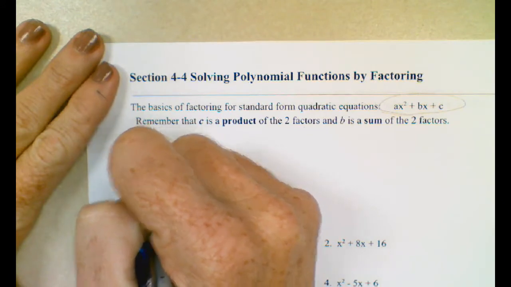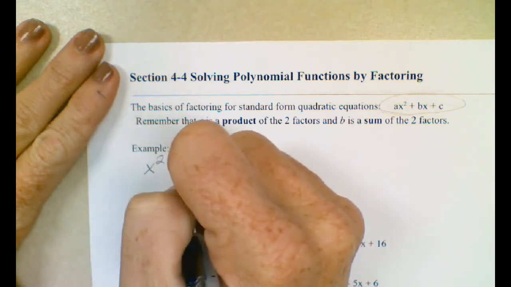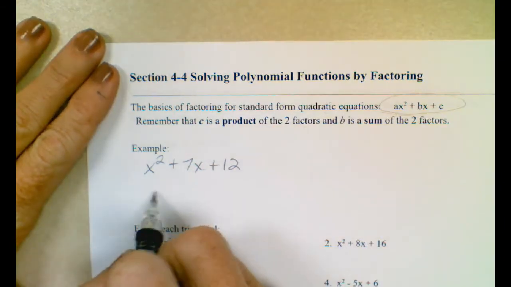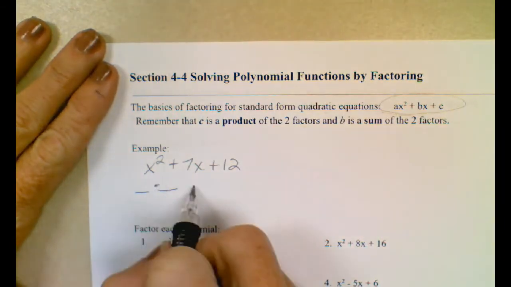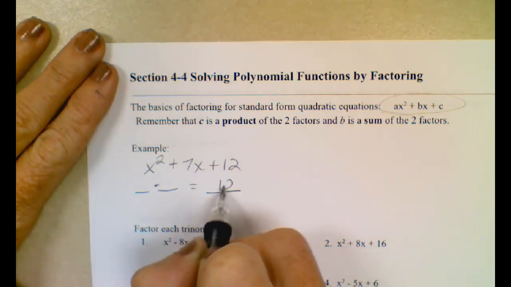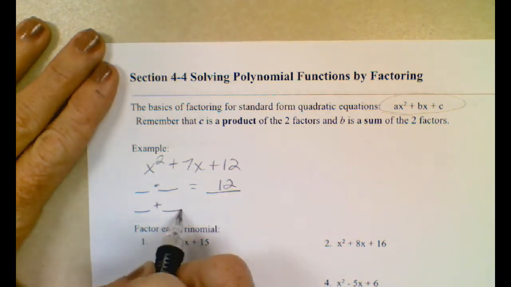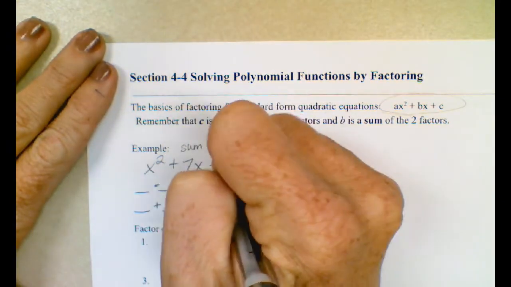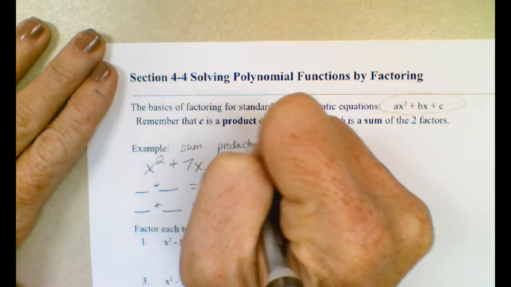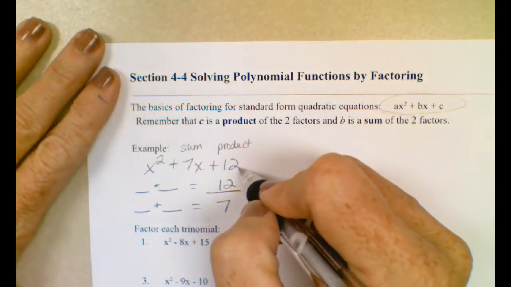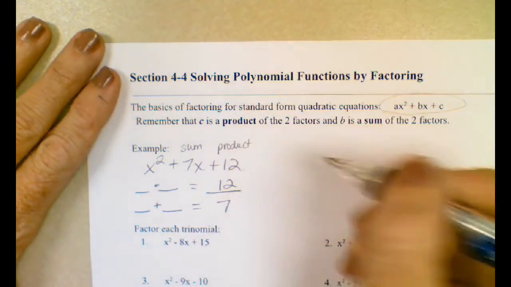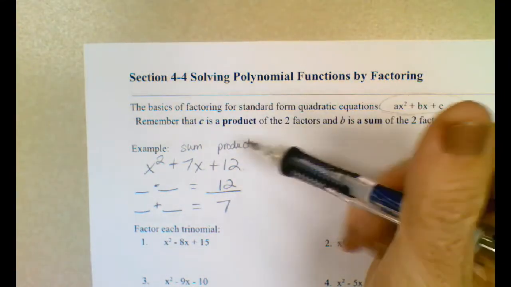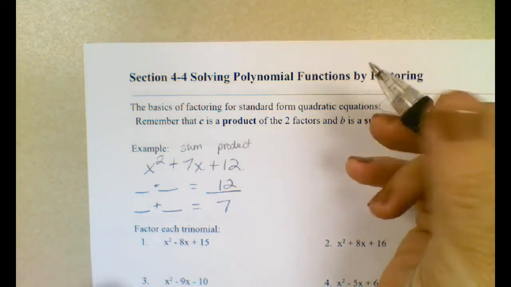So for example, if I give you x squared plus 7x plus 12, I'm asking what two numbers multiply to 12 and the same two numbers that add up to 7. So this is always a sum, this is always a product. It is imperative that you start with factors of this number. So if you find numbers that add up to 7, that's great, but if they don't multiply to 12, they're kind of useless to you.